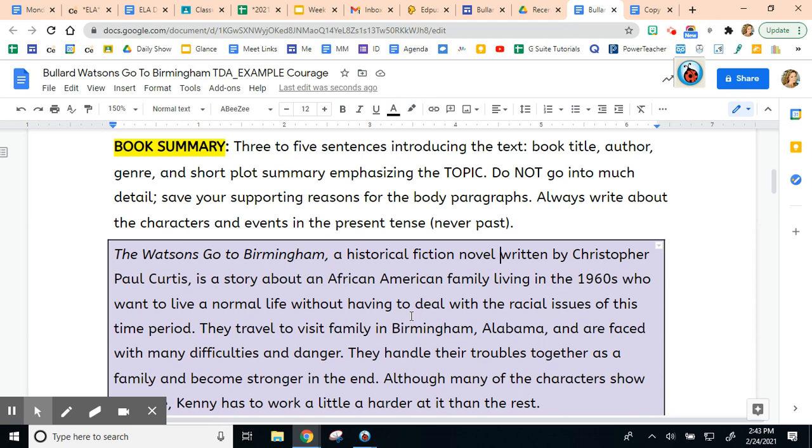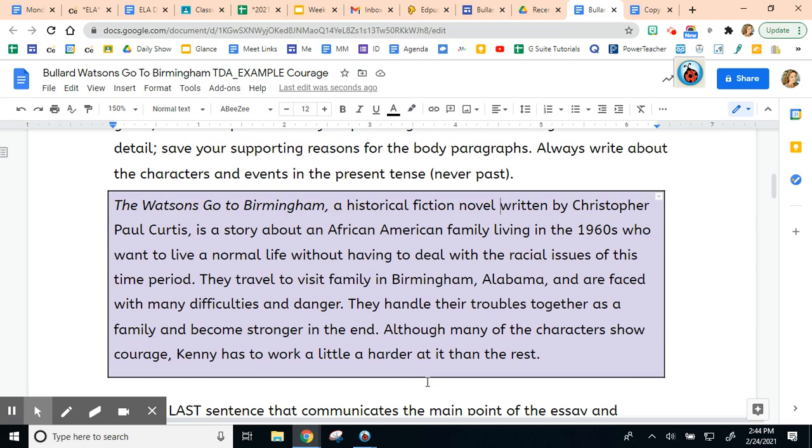It is a story about an African American family living in the 1960s who want to live a normal life without having to deal with racial issues of the time period. That's a long sentence. It's okay. It has everything that you need: the title, the genre, and the author, and a little bit about the story. And then the second sentence I wrote, they travel to visit family in Birmingham, Alabama, and are faced with many difficulties and danger. And then the third sentence, I said, they handle their troubles together as a family and become stronger in the end.